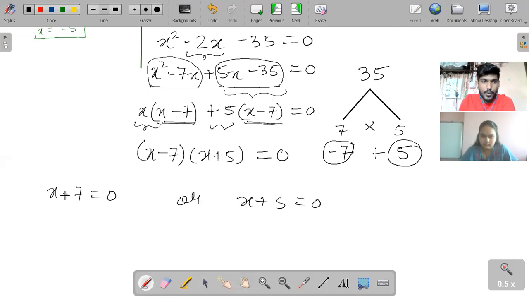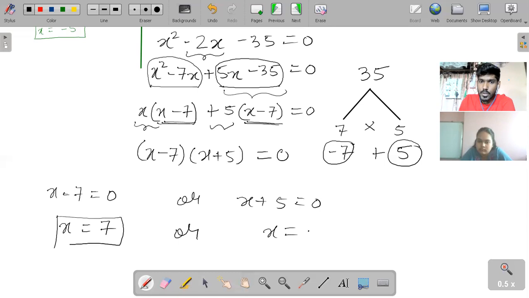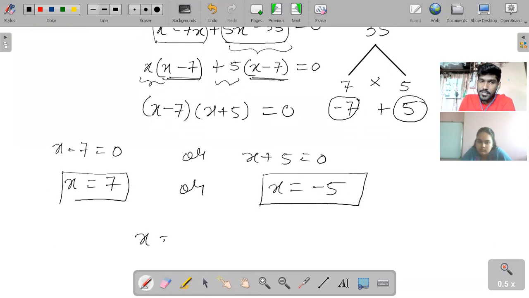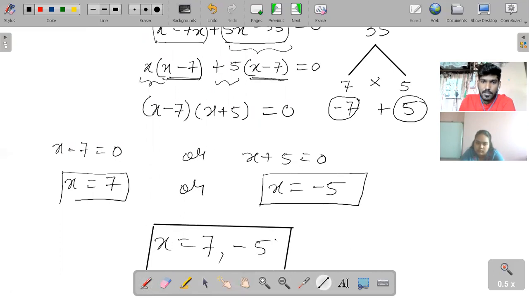From here, if you take -7 to the other side, you'll have +7. So X is equal to 7. Or if you take +5 to the other side, you'll have X is equal to -5. So you see in this method, we are getting two values for X. X can be 7 or X can be -5. Both are correct. In this quadratic equation method, we get two values for X.